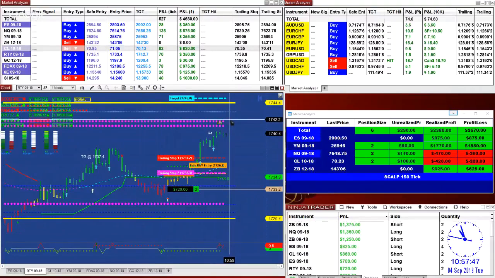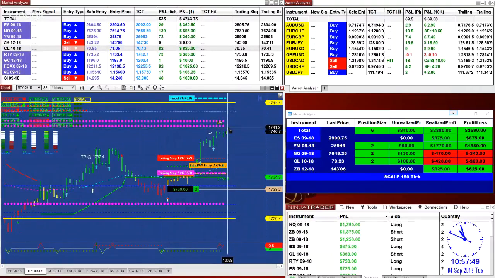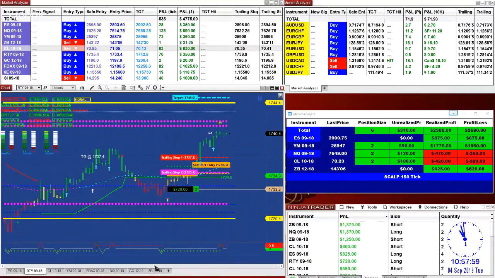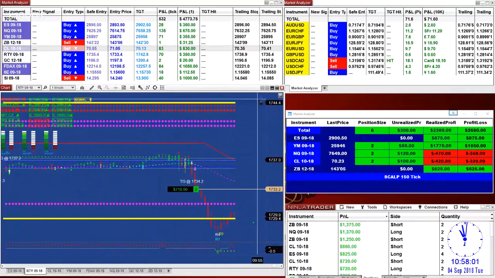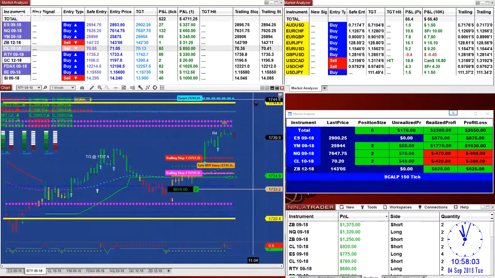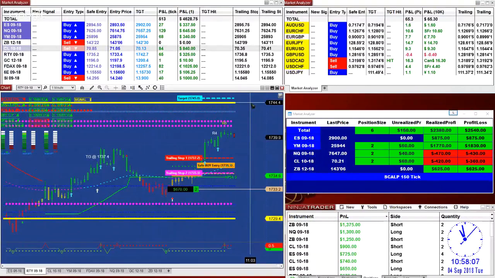But this one here, every time you see double support or double resistance, take it. Sometimes you're going to lose that trade. I'm not going to say it's going to be 100% winning, but most of the time, it's going to hold those trades. So here is the knowledge.